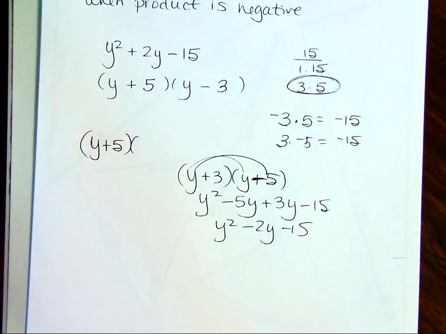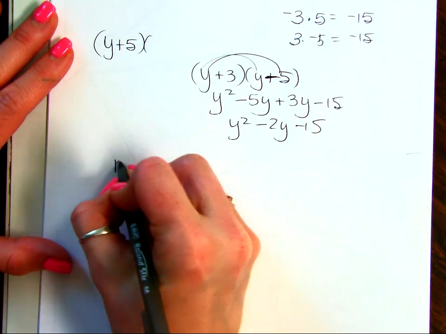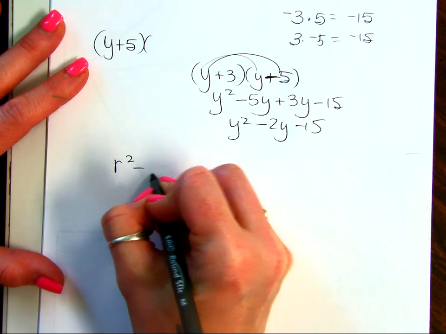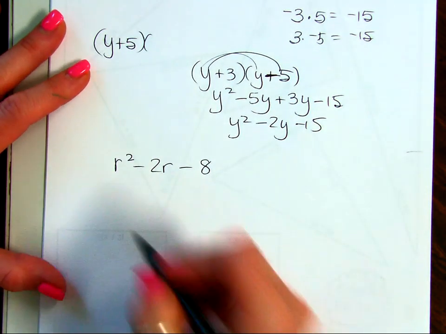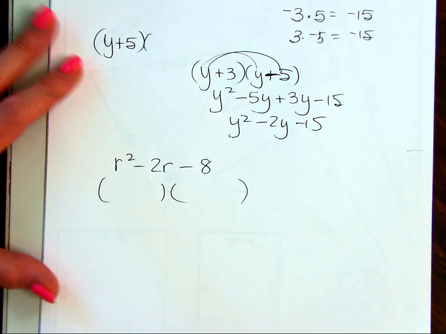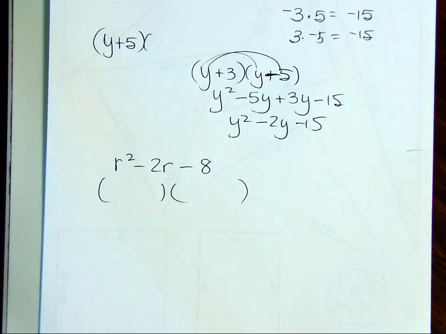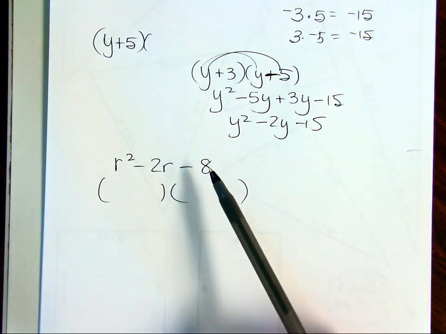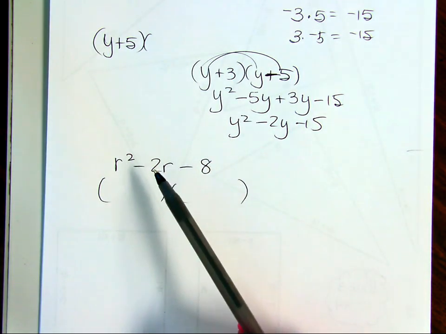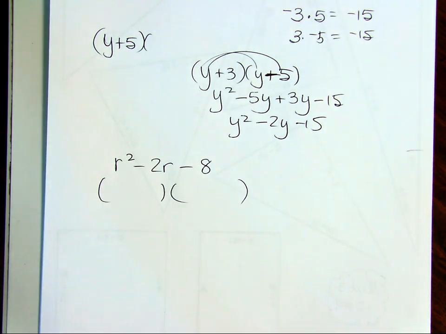Okay, so try this one. r squared minus 2r minus 8. So you're looking for two numbers that when you multiply them, you get 8, but subtract to get 2. And then you play around with your signs separately.